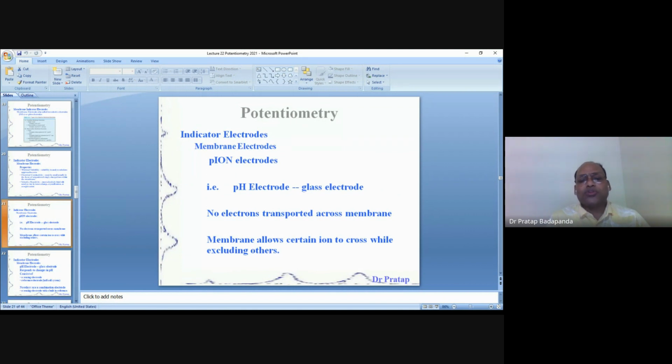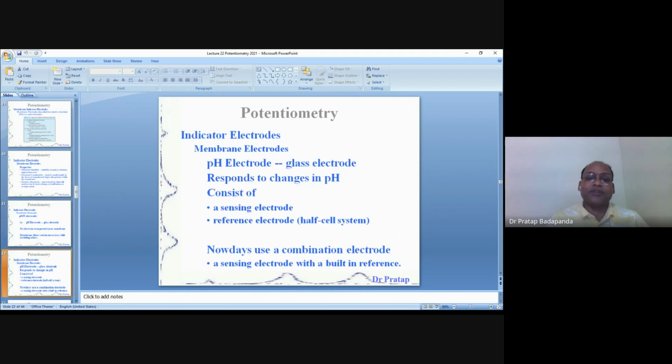So ion electrodes, like the pH electrode and glass electrodes: no electron is transported across the membrane. This is the simple thing. The membrane allows certain ions to cross while excluding others. So that is what happens in this case.